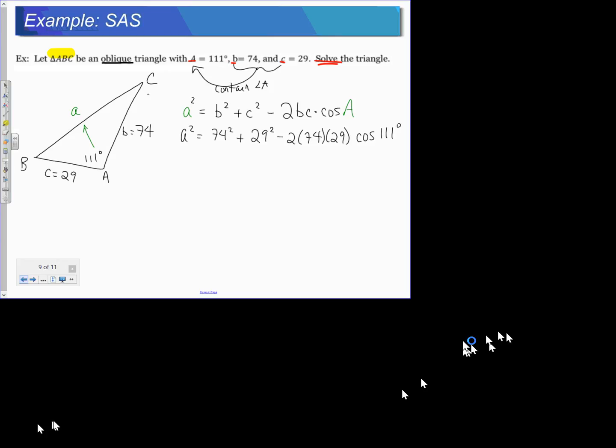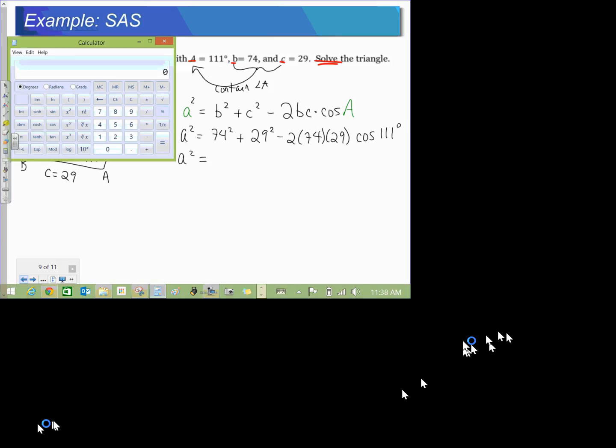Let's go ahead and evaluate our squares. So that's 74 squared, 5476, plus the square of 29, 841. And then we'll figure out the product of 2, 74, and 29.